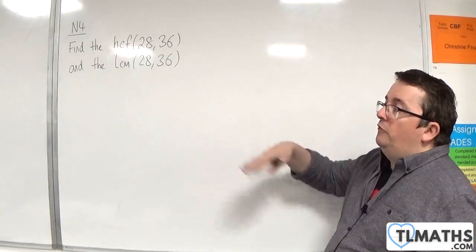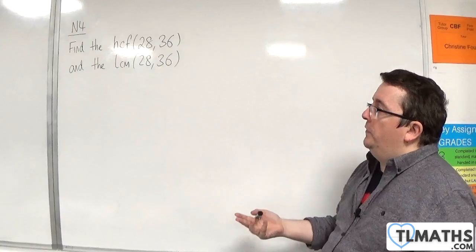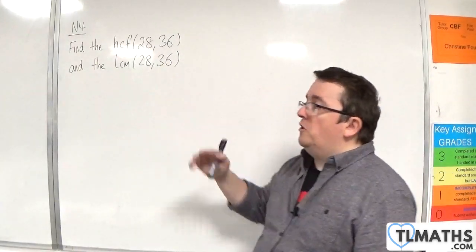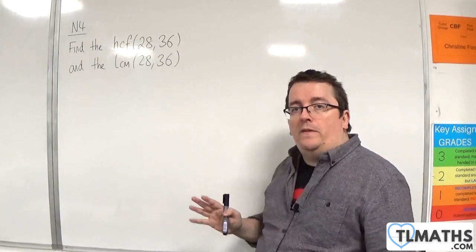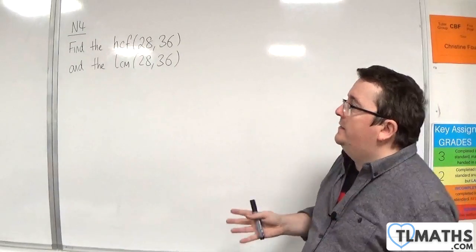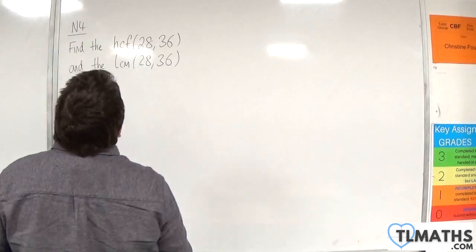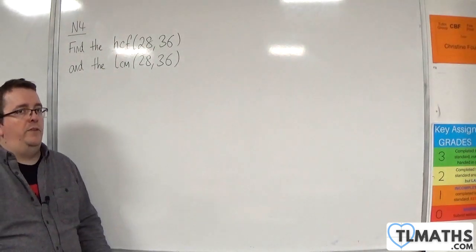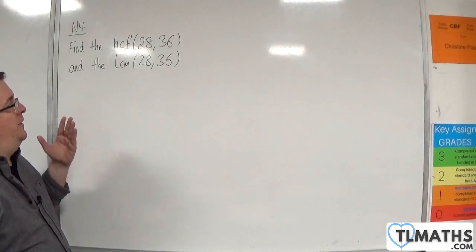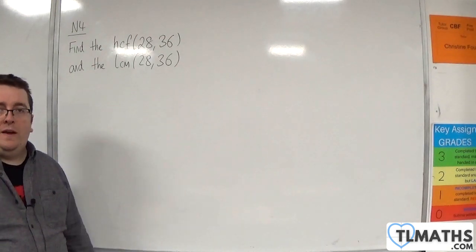Now, don't forget those methods, obviously, because for lowest common multiple, you're just writing out lists of the multiples and then finding the first one that hits. You know, that's quite easy, that's quite straightforward. You don't want to forget that. But 28 and 36 aren't particularly nice numbers to work with. So you might find that this method helps you with that type of example.